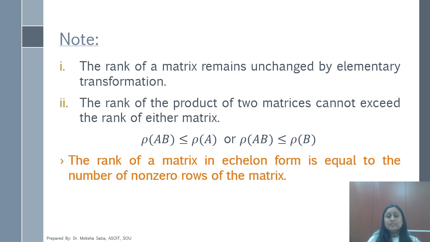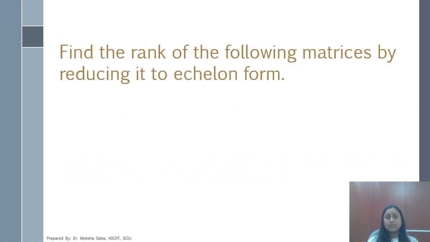Now, using the row echelon form which we have learned in the earlier lecture, we can find the rank of a matrix. The rank of a matrix in row echelon form is equal to the number of non-zero rows of the matrix. Meaning, there is a matrix given, we can change that matrix into row echelon form and we can say from that row echelon form what is the rank of the matrix. For that we need to identify the number of non-zero rows. That number of non-zero rows is nothing but the rank of the matrix. So let's see how to find the rank of a matrix.